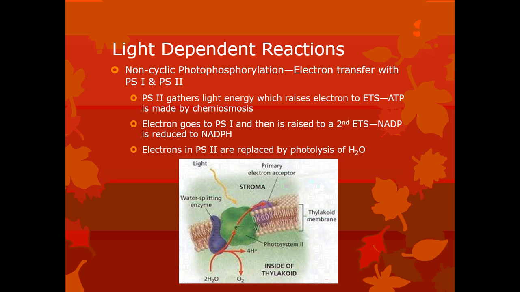Non-cyclic photophosphorylation, electron transfer with photosystems 1 and 2. So photosystem 2 is going to gather light energy, which raises electrons to, again, the electron transport chain, and then ATP is going to be made by chemiosmosis. So think about cellular respiration and chemiosmosis. The electron goes to photosystem 1 and then is raised to the second electron transport system. NADP is going to be reduced to NADPH. Remember the overview diagram that was in there. Electrons in photosystem 2 are going to be replaced by photolysis of water.